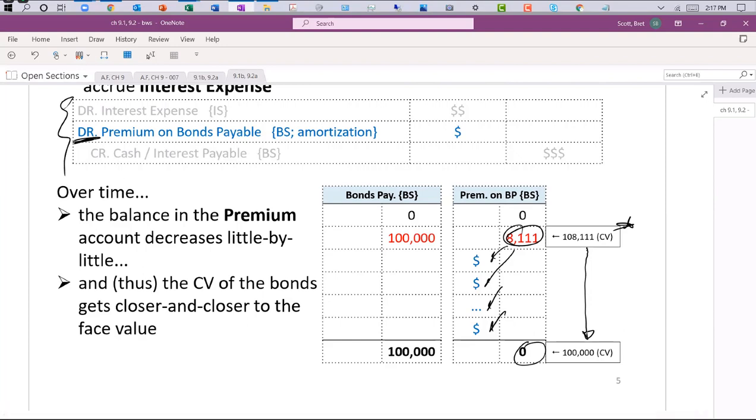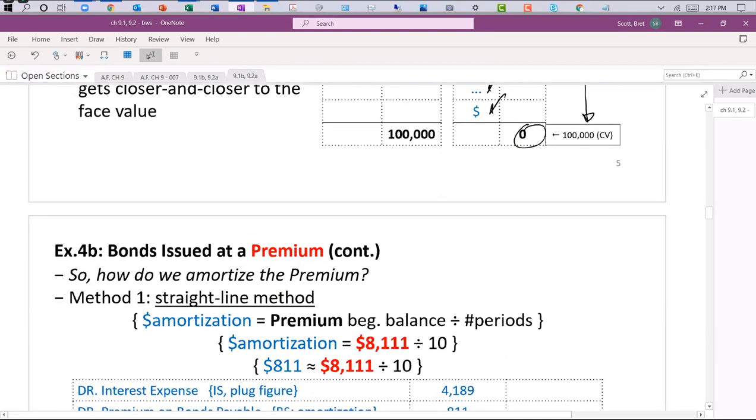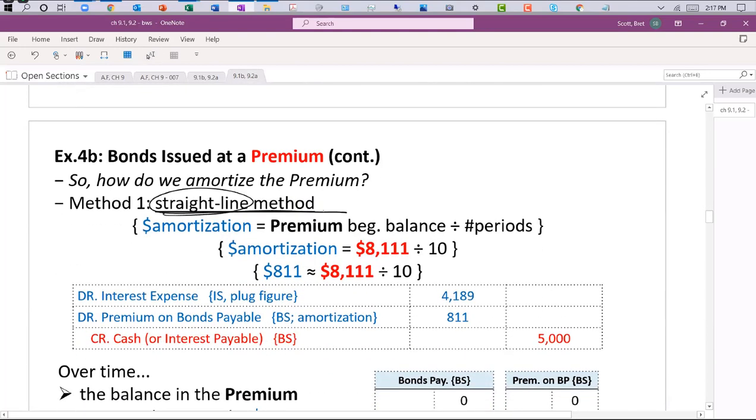A little bit tricky. How do we reduce little by little this premium balance? Well, there's a couple methods. The easiest method to use is the straight line method, and that's what we talk about first in the book. Basically saying, look, take this 8,011 and divide it by the number of payment periods, which is 10. If we do that, then we can just straight line amortize away this premium at $811 each interest payment period.